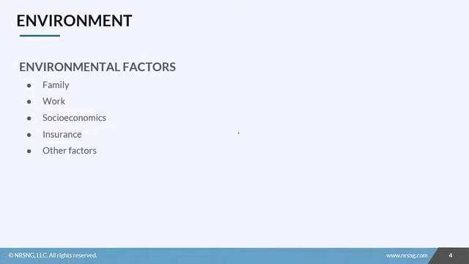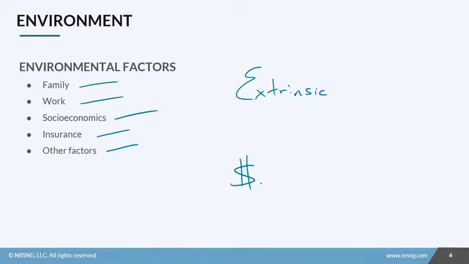When we look at environment, we want to look at things that are called extrinsic factors. So these are things outside of the patient's own life or control. These are things like family, work, socioeconomics, et cetera. When you have a patient who is willing to learn and they're eager to learn and they want to improve their life, but let's say they don't have any money to get insurance, that's a barrier.